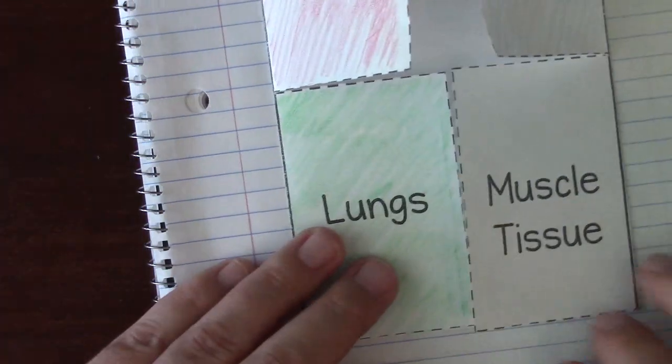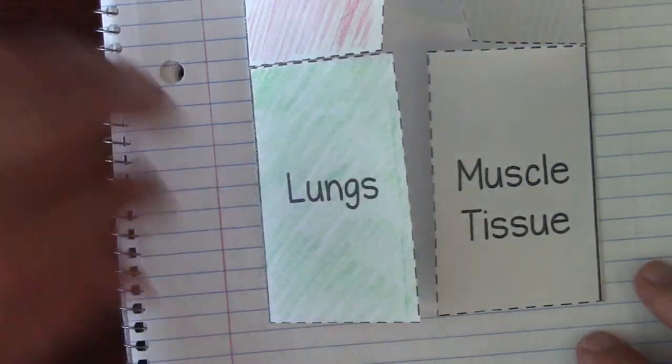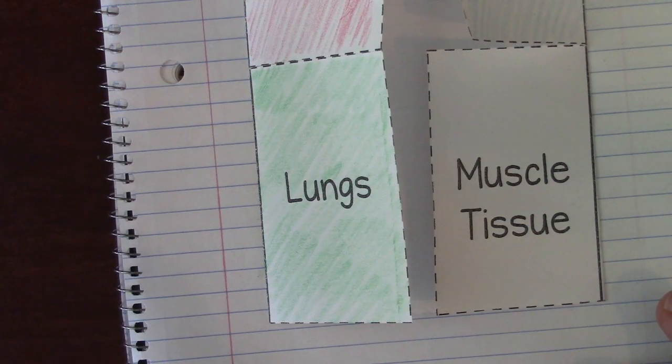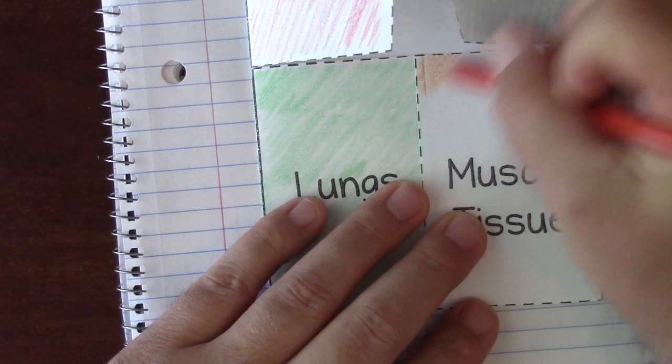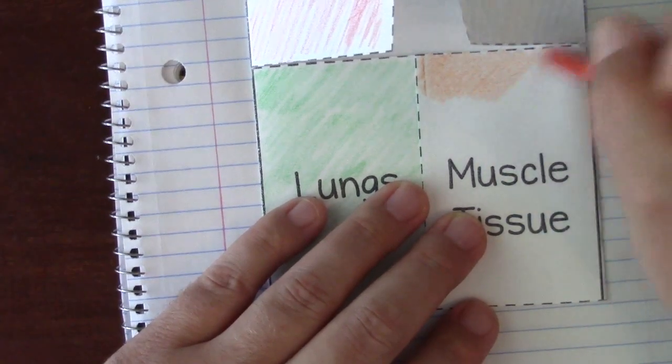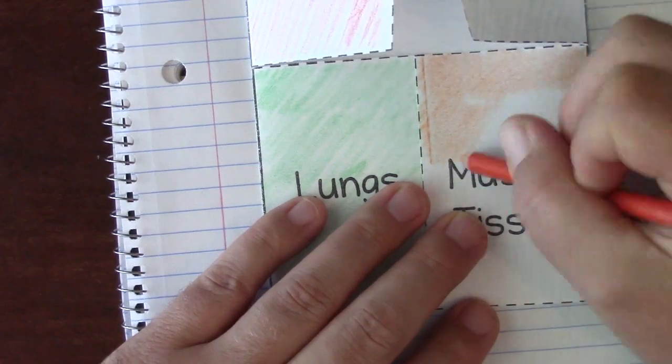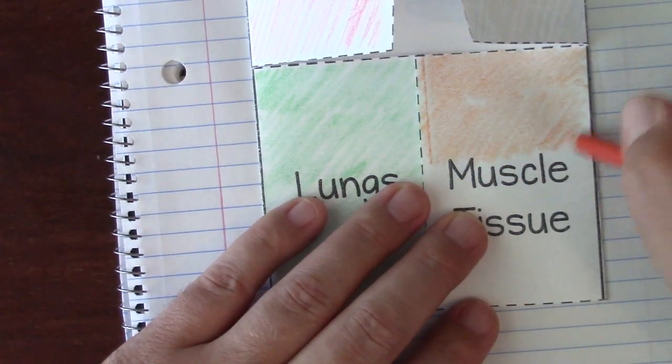All right, so the last one we're going to look at is muscle tissue. Let's color that one. I did blue, I guess orange. Color that one orange. All right. Now muscle tissue, it's like saying muscle, right? What we think of as muscle is muscle tissue.